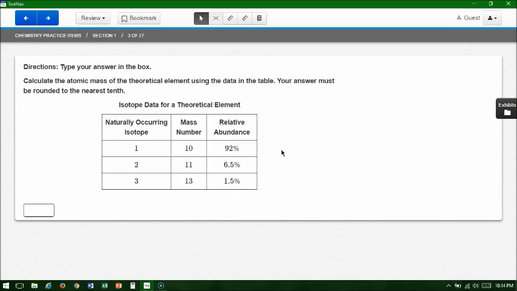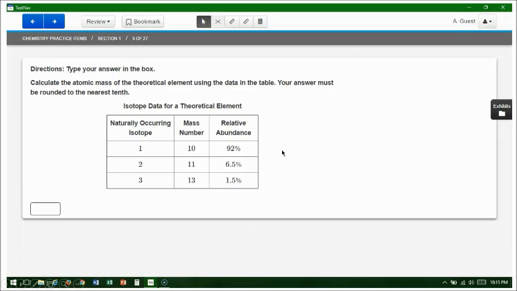Number 3. Calculate the atomic mass of the theoretical element using the data in the table. Your answer must be rounded to the nearest tenth. So the way we solve a problem like this is that we have to take an average mass. This is a weighted average. We don't just take 10 plus 11 plus 13 and divide by 3. We're doing a weighted average.